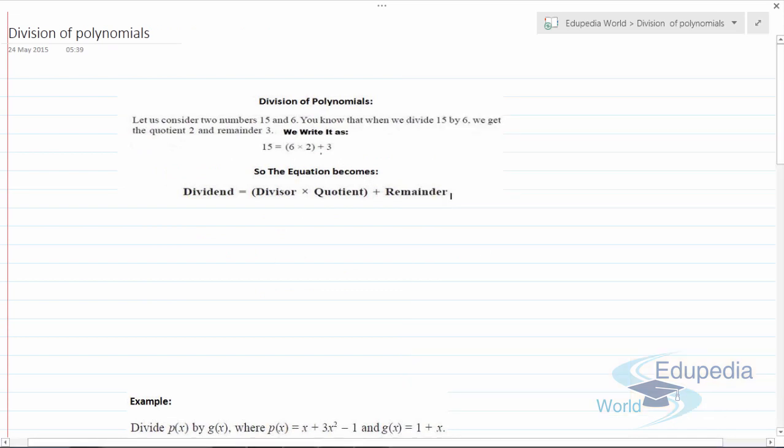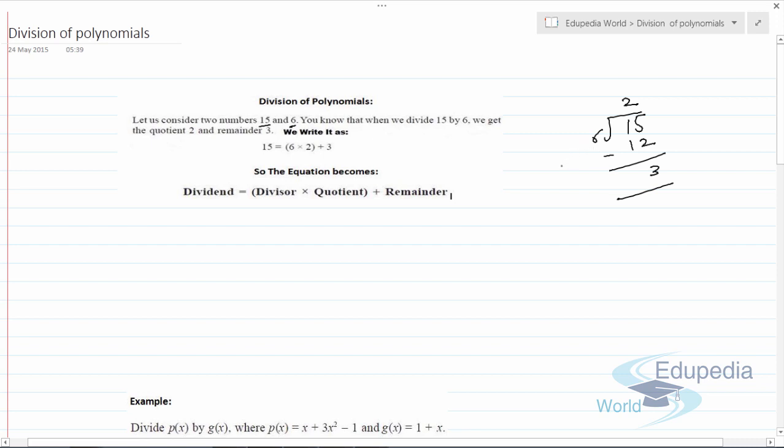Now we all know how to divide two numbers like 15 and 6. It's very easy. We put 15 inside, we write 6 over here. Then we find the nearest number to it, which is 12. Then we subtract the two numbers. This is a simple division process. We follow the same process in polynomials.